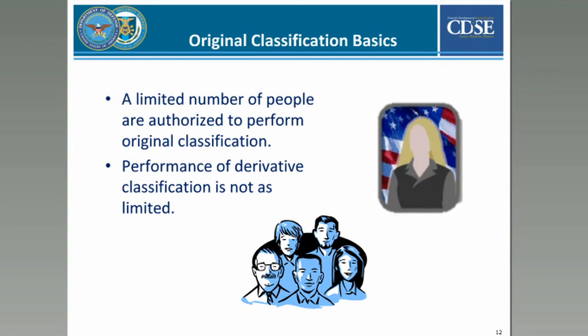Derivative classification is quite different. It is the process of using existing classified information to create new material and marking that newly developed material consistent with the classification markings that apply to the source information. Individuals who perform derivative classification are known as derivative classifiers, in contrast to original classifiers. There are a great many individuals who do derivative classification.